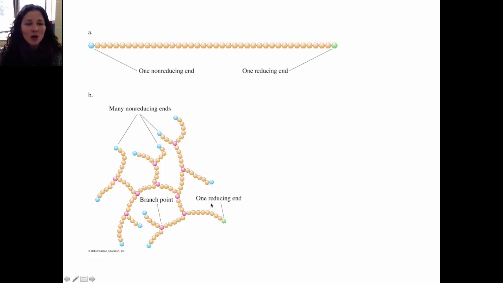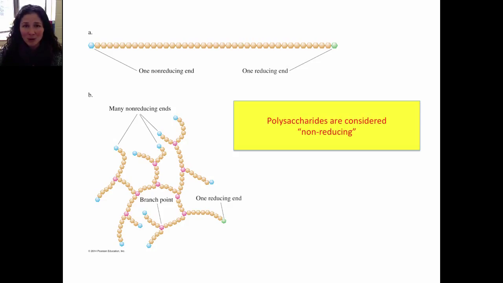Here's another example with a branched sugar. Notice that in this case there are many ends, but most of them are non-reducing. And for any of these branched sugars, there's only 1 reducing end. In these images, there are a limited number of sugars that are shown here. But in real polysaccharides, remember there could be up to 10,000 units, and only 1 of the ends is a reducing end. So it's not enough to cause a positive result for the Benedict's test.